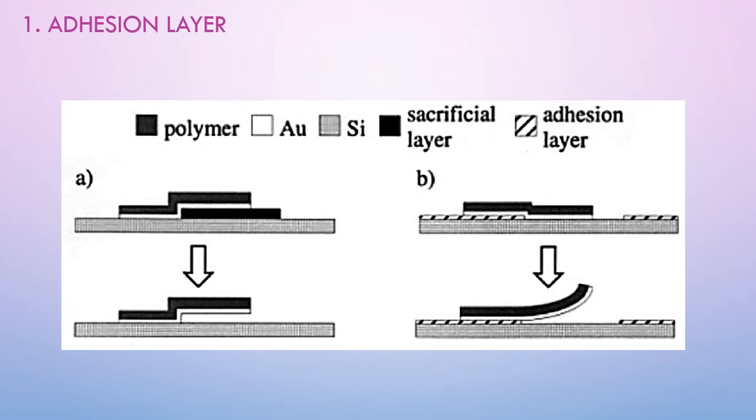This is the example for the adhesion layer. If you can see from the picture for A, it shows a good adhesion, a good connection of the materials together. But example B shows the adhesion where the sacrificial layer and the adhesion layer are not sticking together, making it an error in the final product.